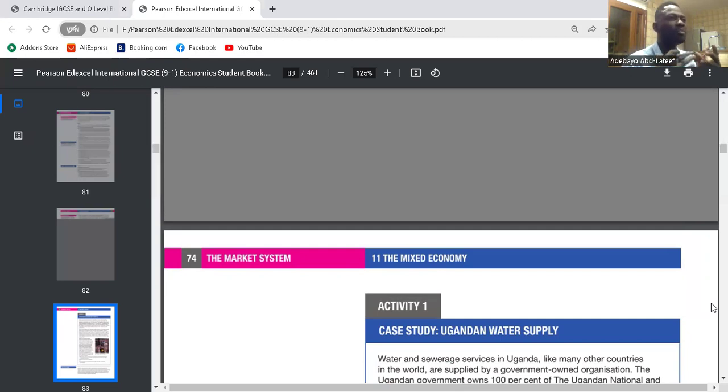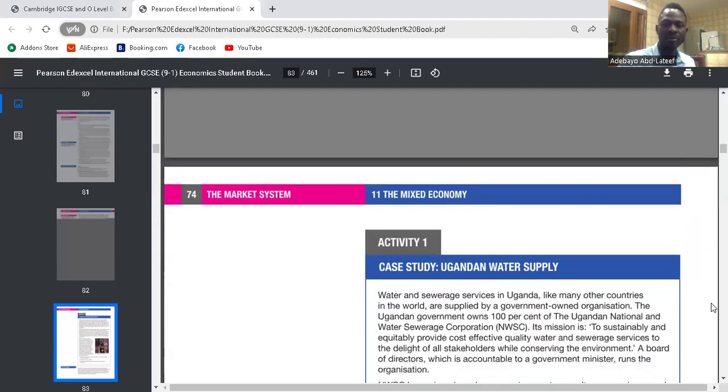Okay. So there are some businesses that are owned by government, but these businesses are into commercial activities. And if you are into commercial activities, you want to make profits. It's owned by government, but the services they go into are commercial. So if they are commercial, then they want to make profits. Clear?